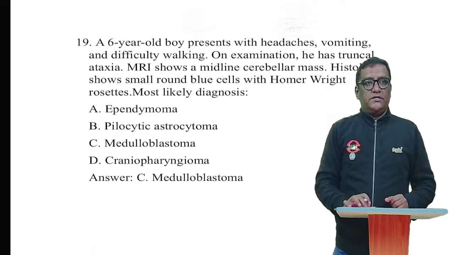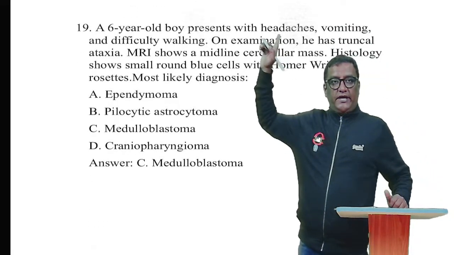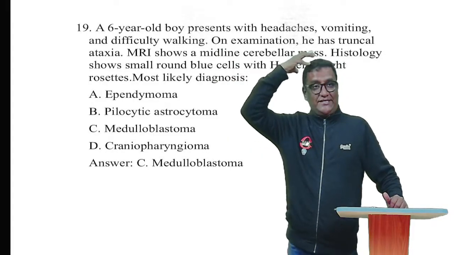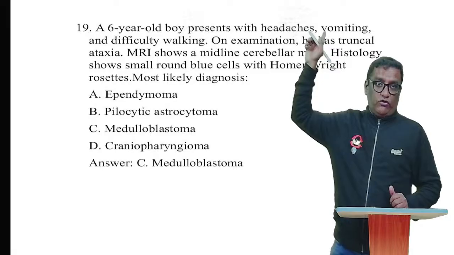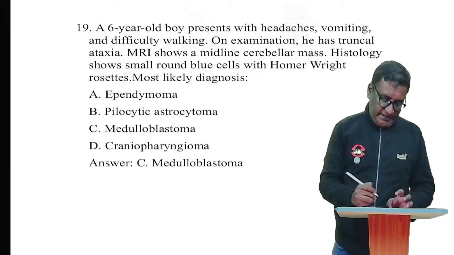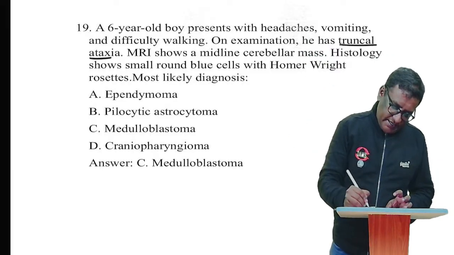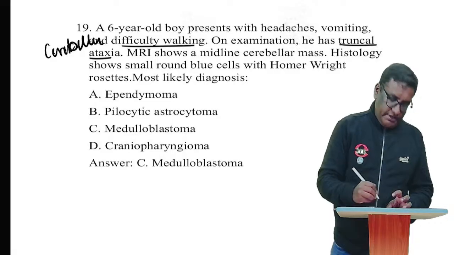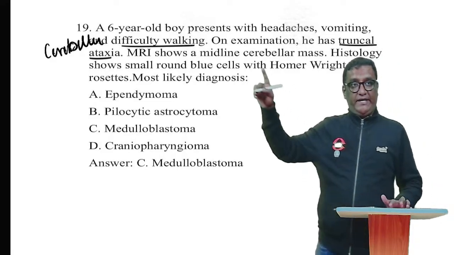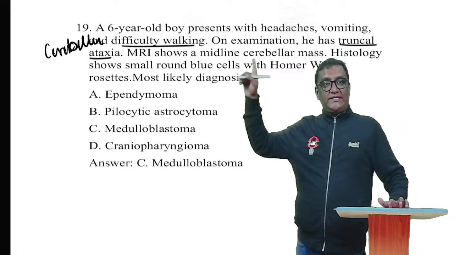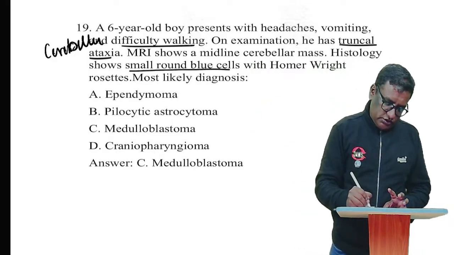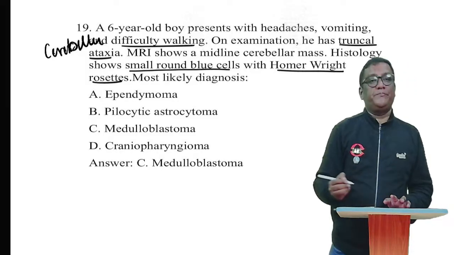Next. A 6-year-old boy presents with headache, vomiting, difficulty in walking. So that means there is some problem in the brain. On examination, he has truncal ataxia. The moment there is ataxia and difficulty in walking, I suspect the cerebellum is involved, isn't it? A midline cerebellar mass is seen. Histology shows small round blue cells with Homer Wright rosettes.